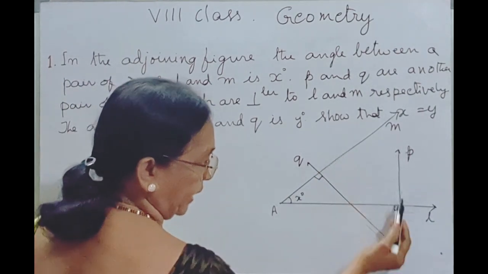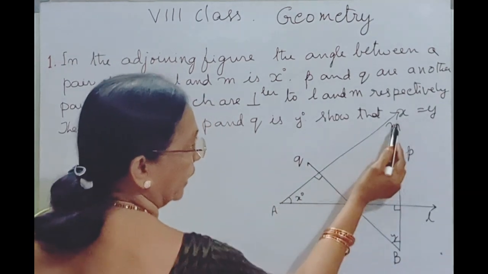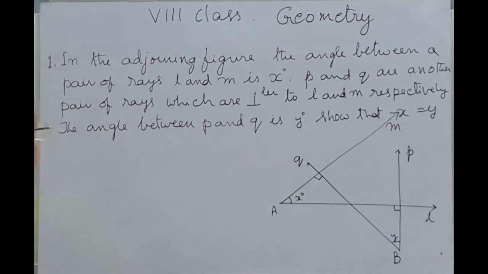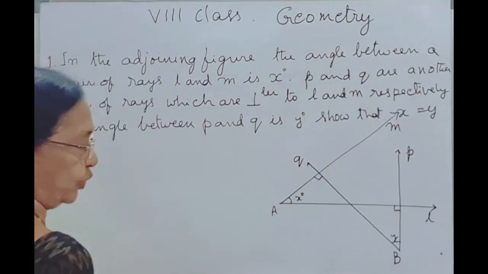The ray P is perpendicular to L and the ray Q is perpendicular to M. And the angle between them is y. Show that x is equal to y.